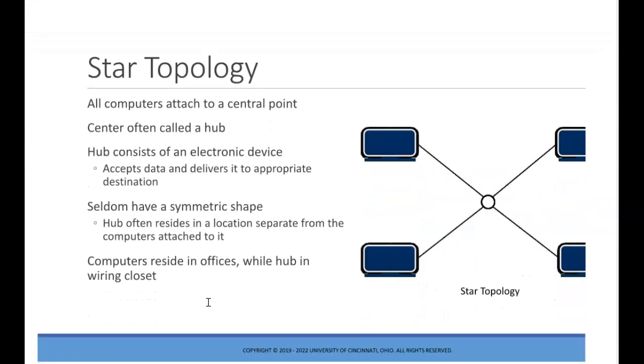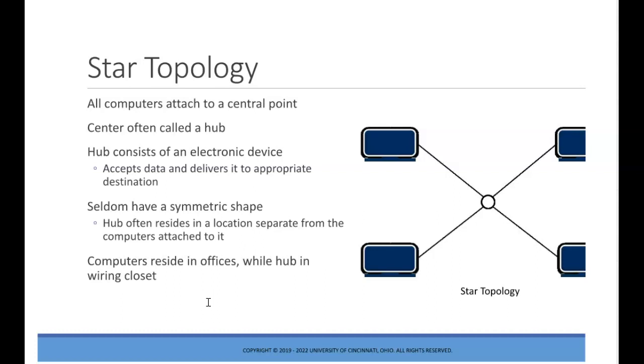In star topology, all computers are attached to a central point. The center of a star network is often called a hub. A typical hub consists of an electronic device that accepts data from a sending computer and delivers it to the appropriate destination. In practice, star networks seldom have a symmetric shape, nor is the hub located at an equal distance from all computers. Often, a hub resides in a location separate from the computers attached to it, such as in a wiring closet. For example, computers reside in individual offices while the hub or switch is in a location accessible to the organization's networking staff, like the wiring closet.